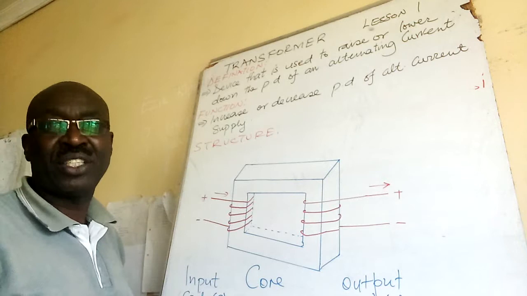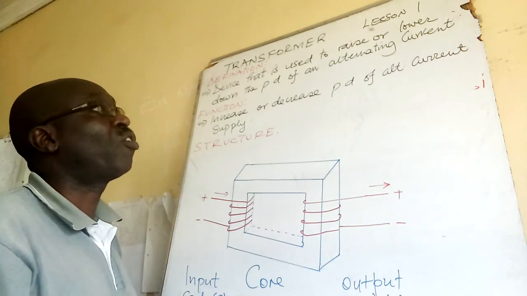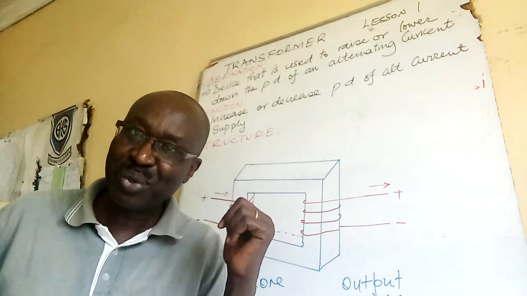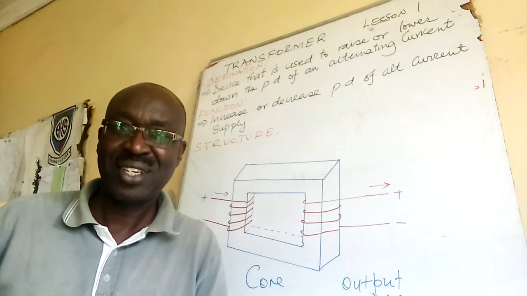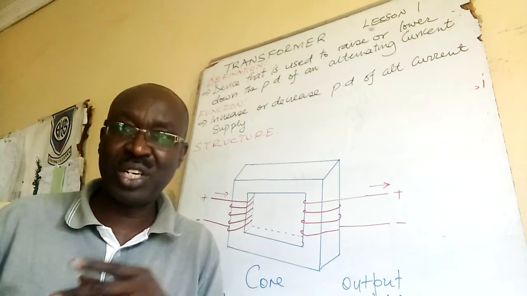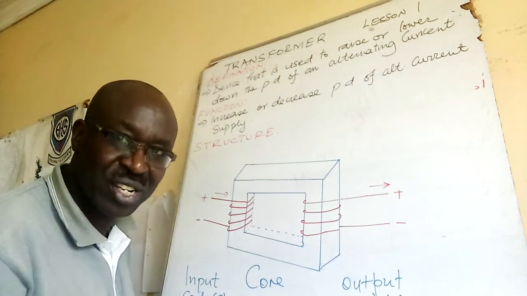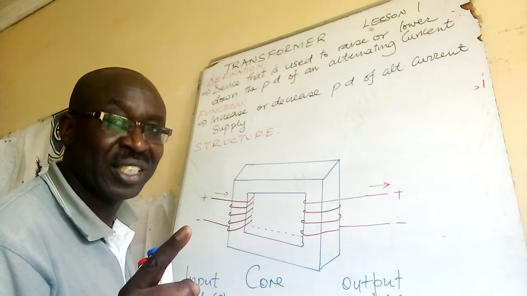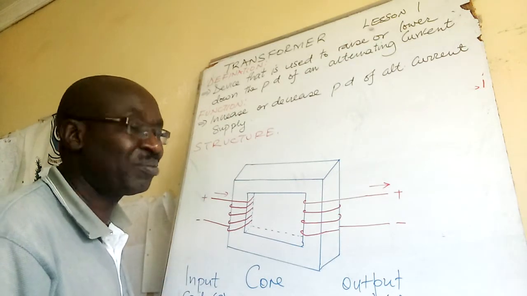So let us look at the definition of a transformer. A device that is used to raise or lower down the PD of an alternating current. So straight away it tells you what we deal with in the transformer: the input is alternating. Direct, no. Okay? So the input here is alternating current, AC, not DC. We make use of DC where? In the induction coil of the ignition system of a car.